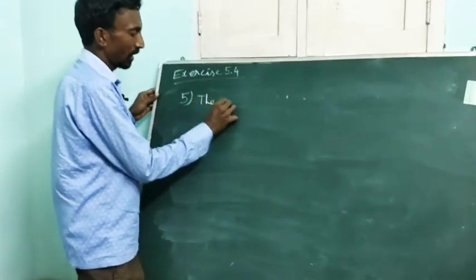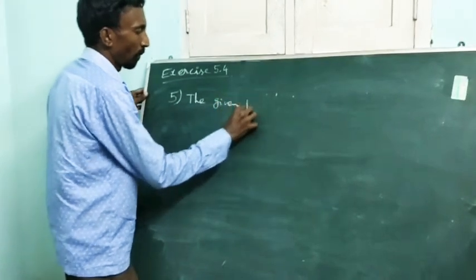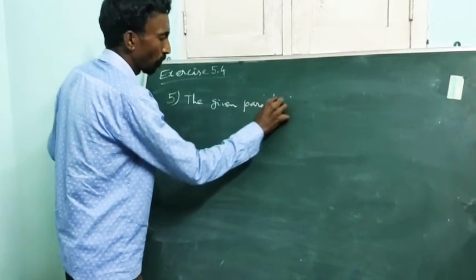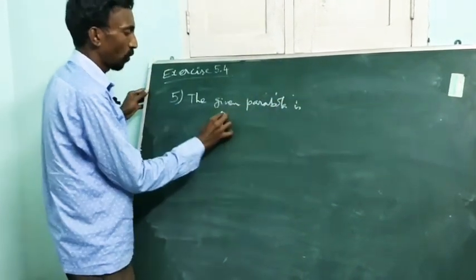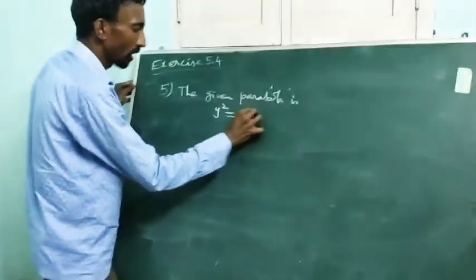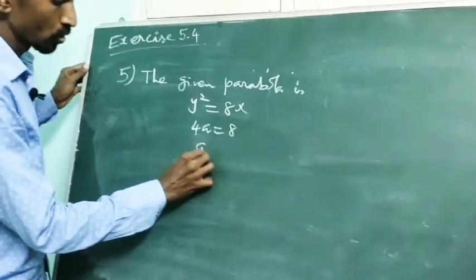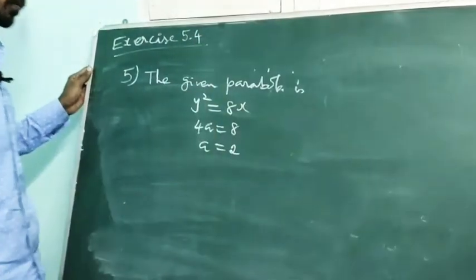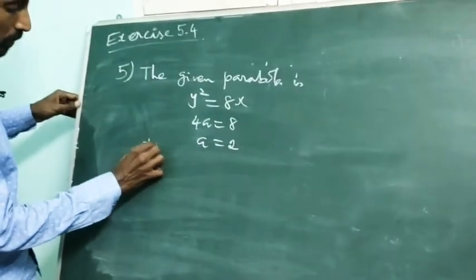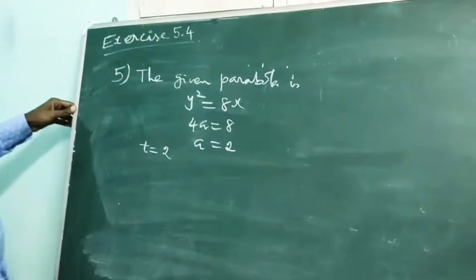First, the given parabola is y square equal to 8x. Obviously 4a is 8, so a equal to 2. And t is the parameter, which is given as 2.